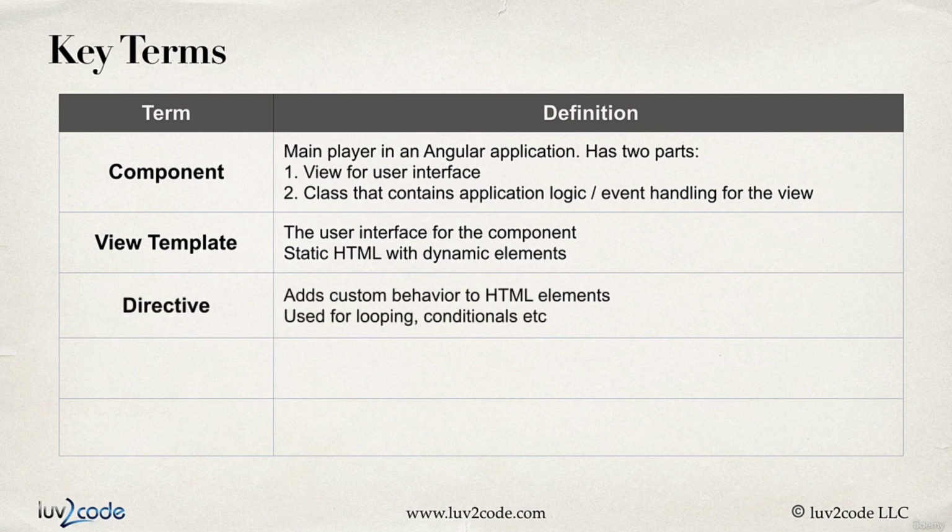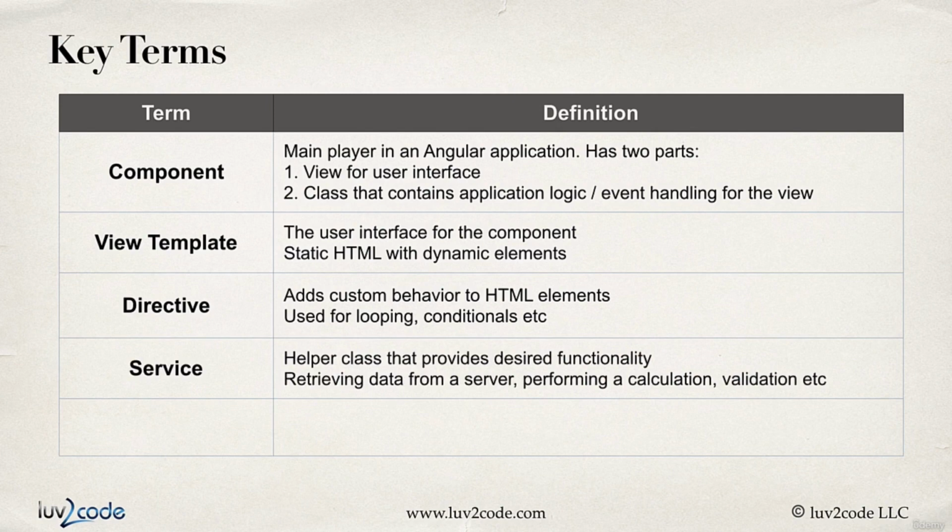Next, we have directive, basically adds custom behavior to the HTML elements. You can use it for looping, conditionals, and so on. Then there's a service, basically a helper class that provides the desired functionality, so it can retrieve data from a server, perform calculation, perform validation, and so on.